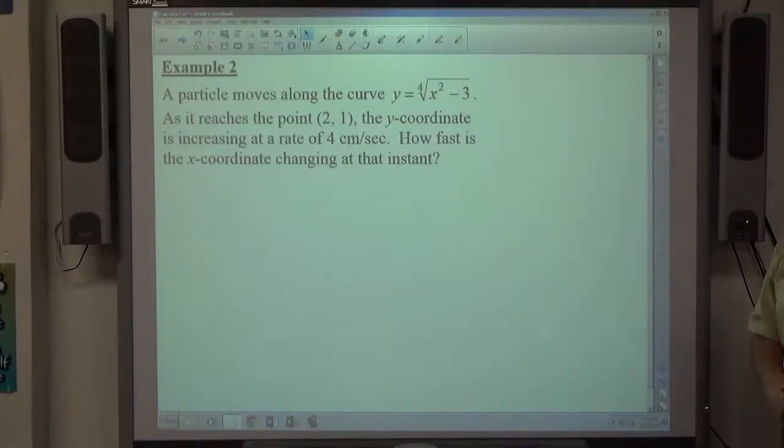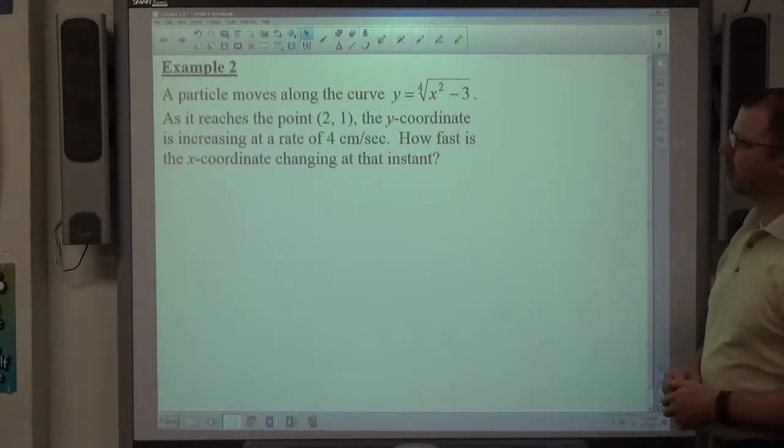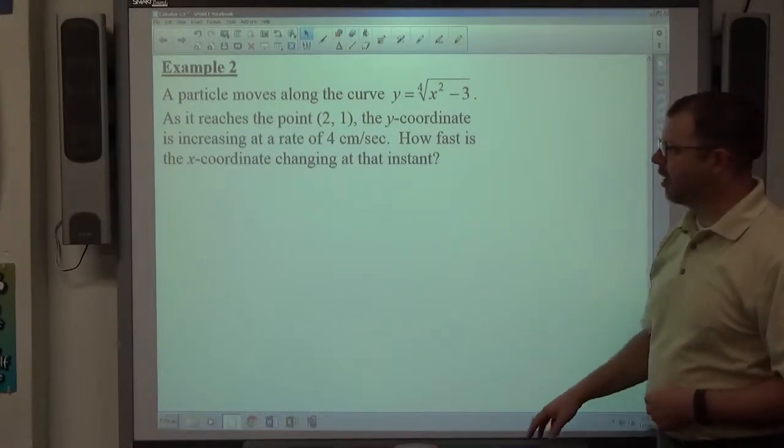Okay, example 2. A particle moves along the curve y equals the 4th root of x squared minus 3. As it reaches the point (2, 1), the y-coordinate is increasing at a rate of 4 centimeters per second. How fast is the x-coordinate changing in that instance?